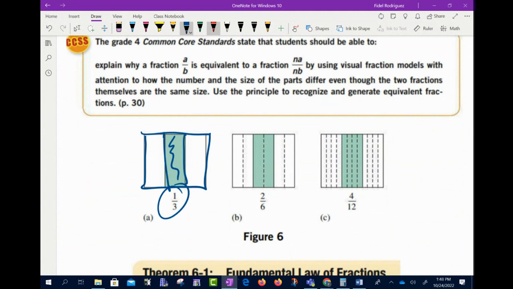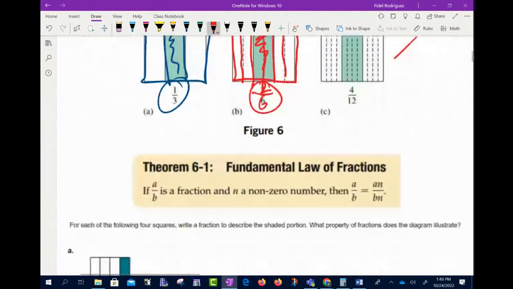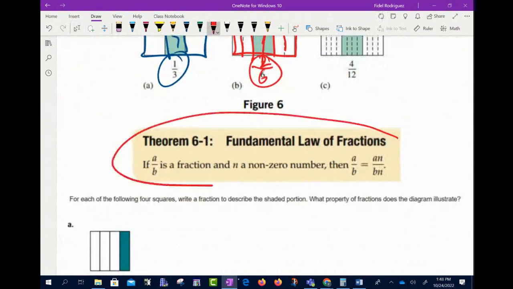Okay, all they're saying is for the second square, suppose we looked at that same square that we had before, right? 1, 2, 3, one of which is shaded, but they said, look, let's cut each of those thirds into halves. So now we have a square that's cut up into 6 equal pieces, 2 of which are shaded, but it's still 1/3, right? And they kind of did the same idea over here. Okay. This is what we call the fundamental law of fractions.